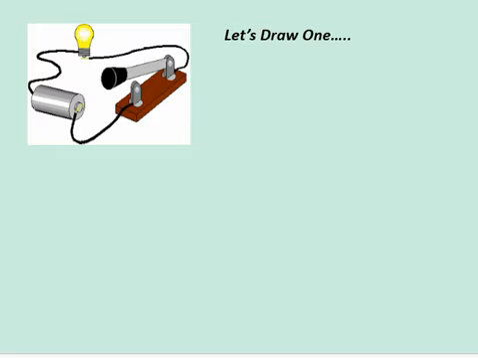Okay, so let's draw one real quick just to make sure that we're okay. We have a battery here with a light bulb and a switch. So use your finger, go around the path, make sure it's complete. I started at the positive terminal of the battery. There's my positive terminal, my long line. I would come out and I would start my conductor, my wire.